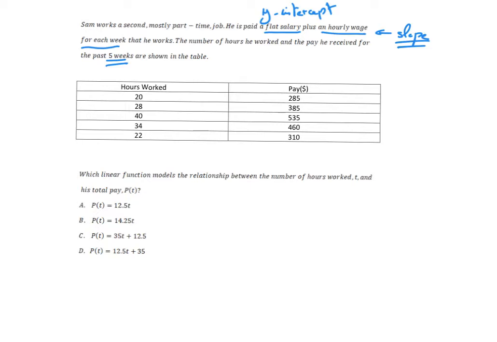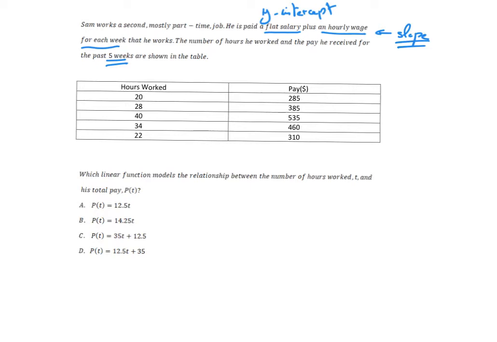shown in the table. Based on this table we can see that we do have a y-intercept, which is a base salary. Sam has a base salary here, right? So I can see from the choices that we have, definitely we're going to eliminate A and B. That will help you to answer the question in a short time.